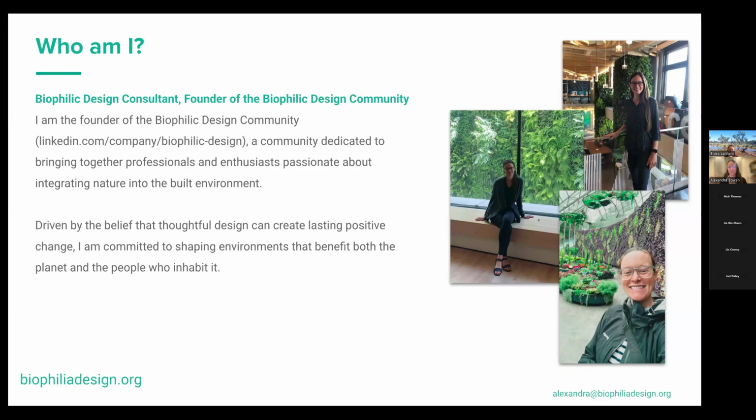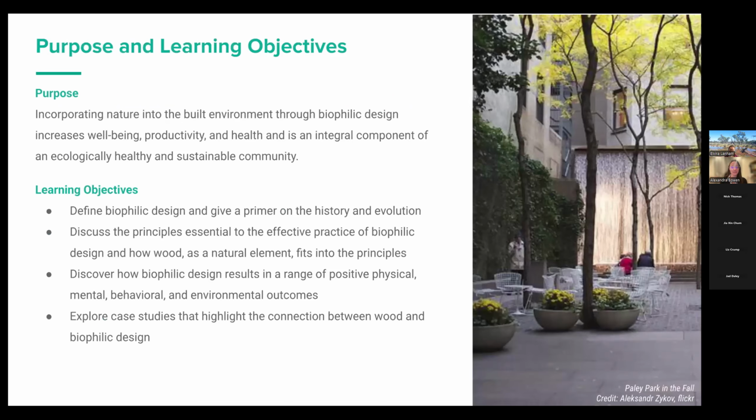My ethos when building this community was to bring together professionals and enthusiasts passionate about integrating nature into the built environment and showing that it can be done anywhere in the world at any scale. And again, to highlight what amazing projects people are doing all around the world to really help shape environments for the benefit of both people and the planet. It's a little bit about me.